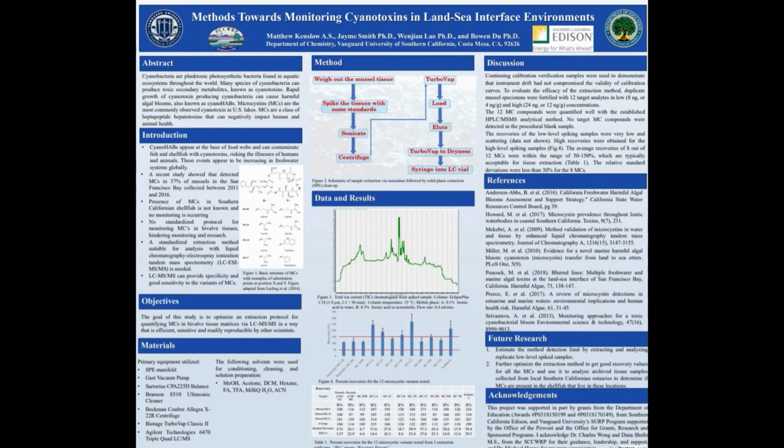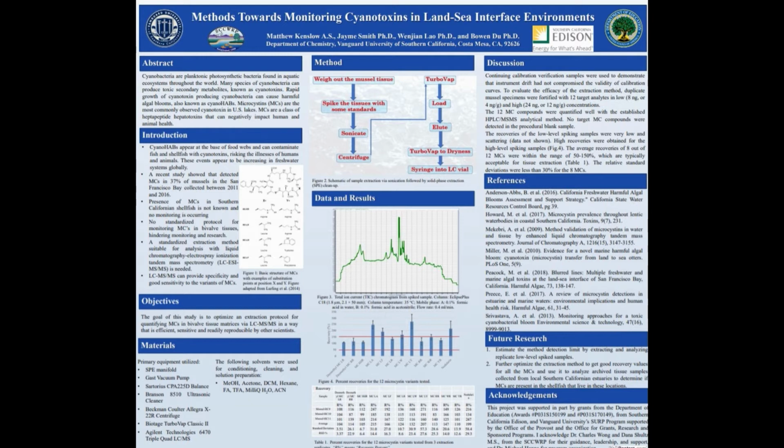Microcystins, or MCs, are the most commonly observed cyanotoxin in U.S. lakes. MCs are a class of heptapeptide hepatotoxins that can negatively impact human and animal health. There are more than 200 variants of microcystins. The general structure of microcystin and some common variants is shown in Figure 1.